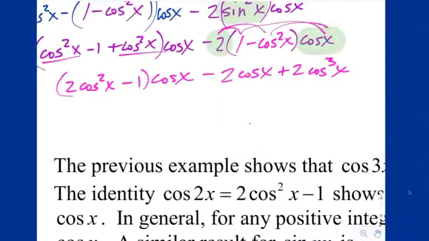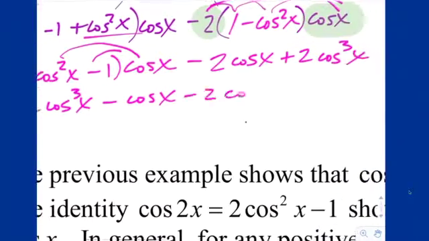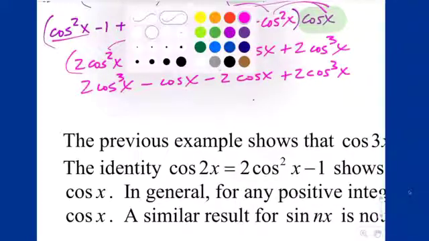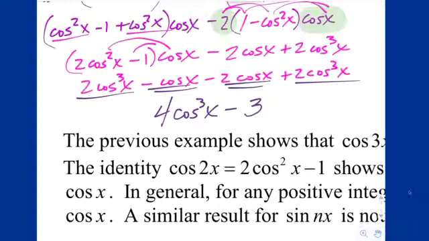All right, so now I took an extra step here. Now I have to expand this out, and I get 2 cosine cubed minus cosine of x, and then minus 2 cosine of x plus 2 cosine cubed. And now I'm at the point, I think, where I can combine like terms. I've got a 2 cosine cubed plus a 2 cosine cubed. That is a 4 cosine cubed of x. And then I have a minus 1 cosine minus 2 cosine, which is minus 3 cosine of x.